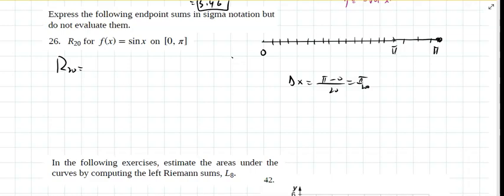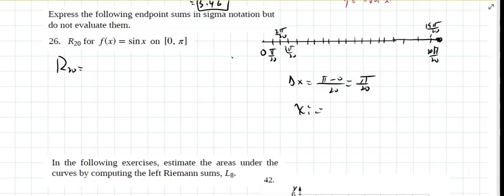And this very first piece will be pi over 20, 2 pi over 20, which is pi over 10, 3 pi over 20, all the way. This will be 19 pi over 20, and this will be 20 pi over 20. Well, they're saying set it up, do not work it out. What I need is delta x. Delta x is pi over 20. That we got.